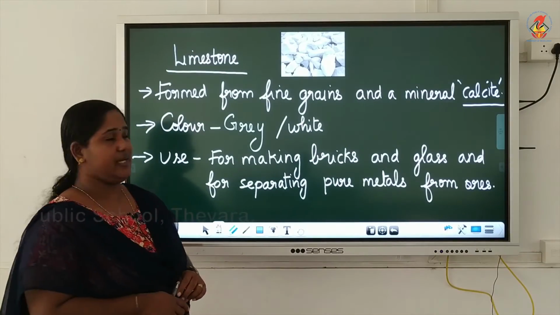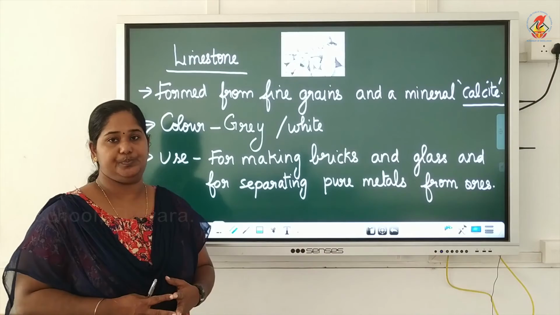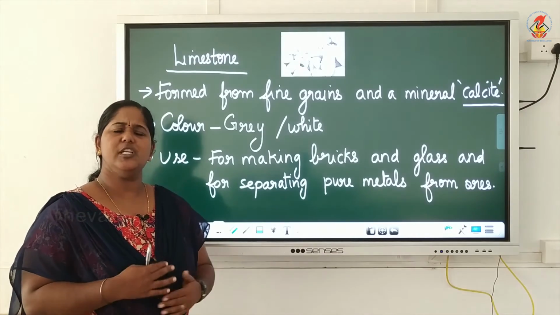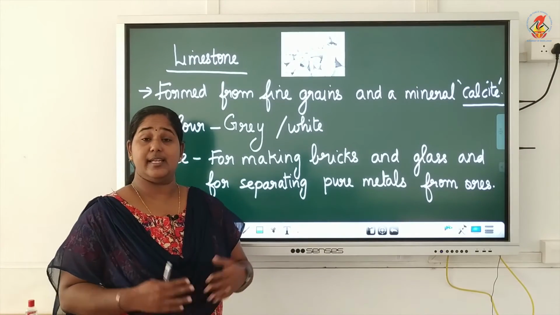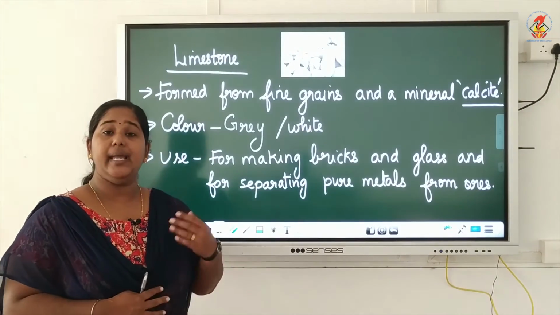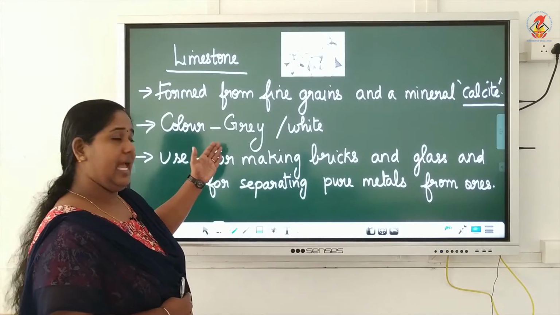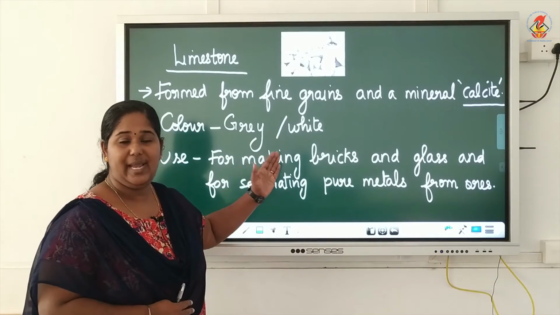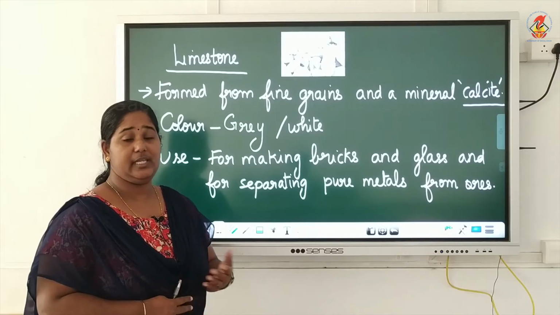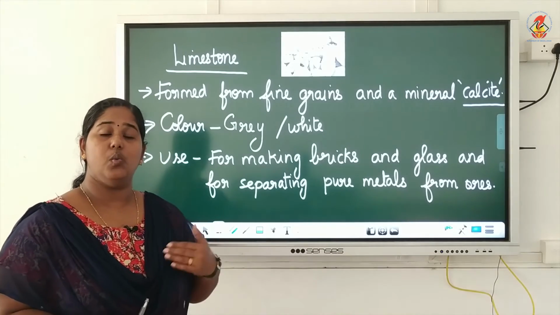Next type of sedimentary rock is limestone. Limestone is made up of fine particles that are cemented together by a mineral called calcite. I have written the name here, calcite. Calcite is a mineral which is found in animal shells. This mineral is present in limestone. It can be grey or white color. Which are the colors? Grey or white color.